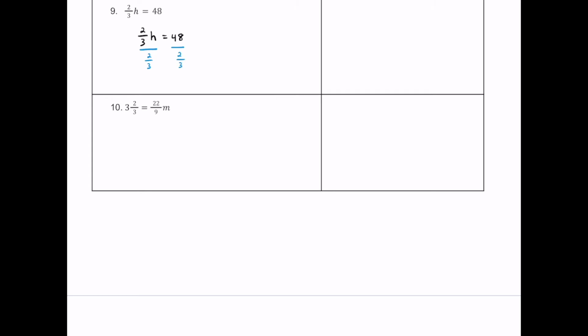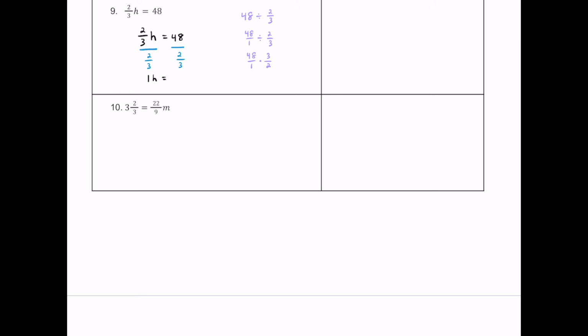So on the left side, what happens when you have 2/3 divided by 2/3? Well, you're just going to be left with 1. So we have 1h. And on the right side, we have to figure out what this 48 divided by 2/3 is. So 48 divided by 2/3. Well, let's think about that. 48 is really just 48 over 1. So we're taking 48 over 1 and dividing that by 2/3. And keep in mind that when we are dividing fractions, we can actually rewrite it by multiplying by the reciprocal. So this is 48 over 1 times 3 over 2. That's the keep change flip there.